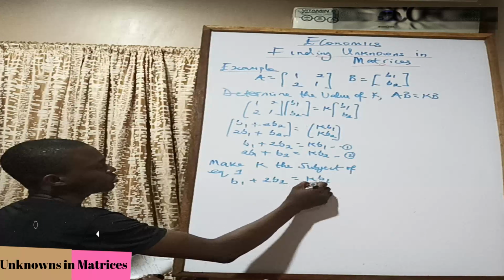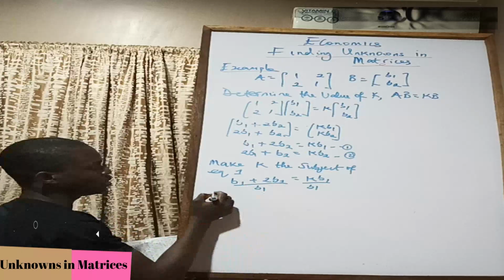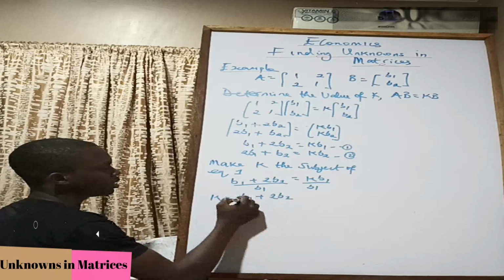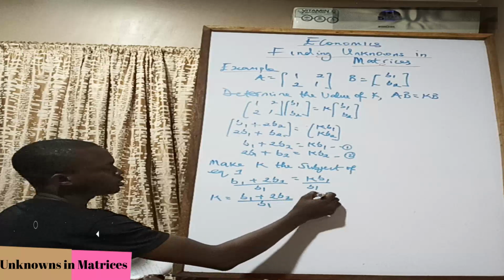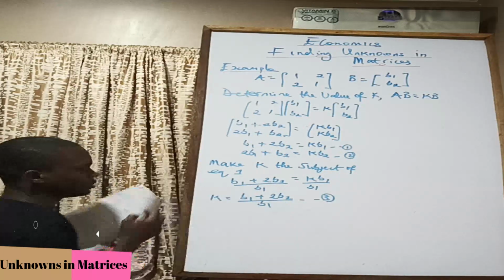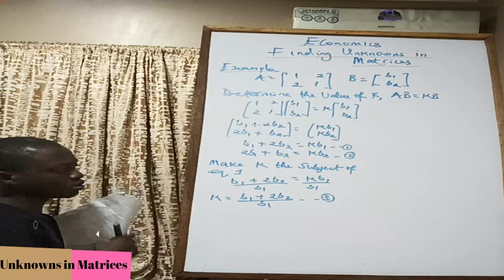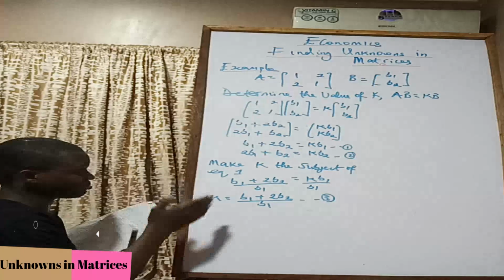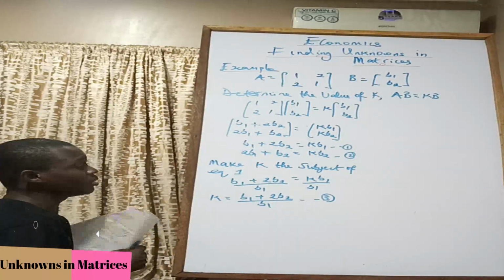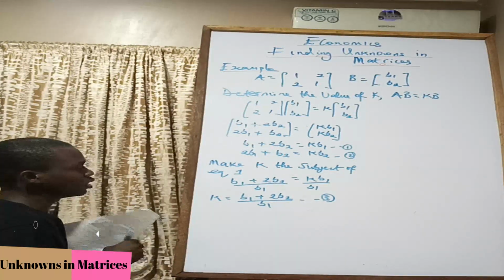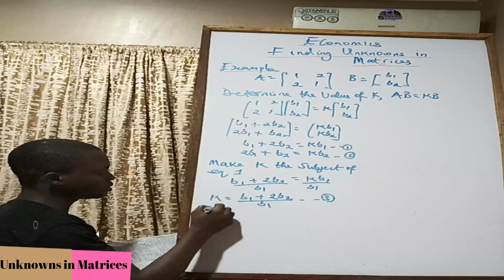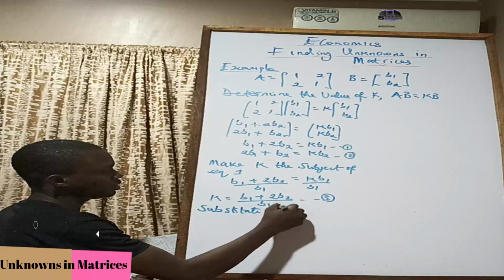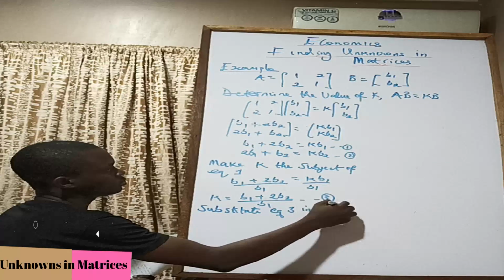So I divide by B1, so K is standing alone. K equals B1 plus 2B2 divided by B1. This is equation 3, because I got this from my equation 1. All I have to do is substitute this into equation 2. I could choose any one I want, but let's substitute equation 3 into equation 2.